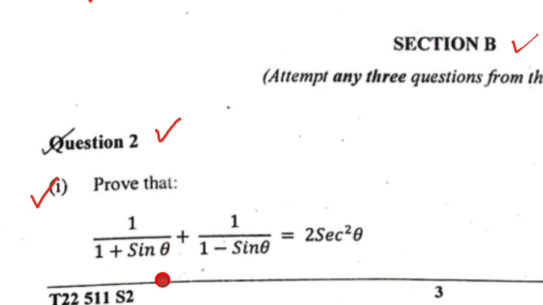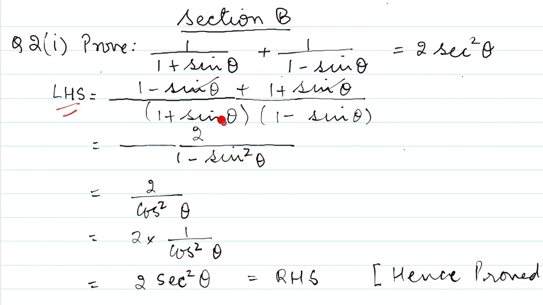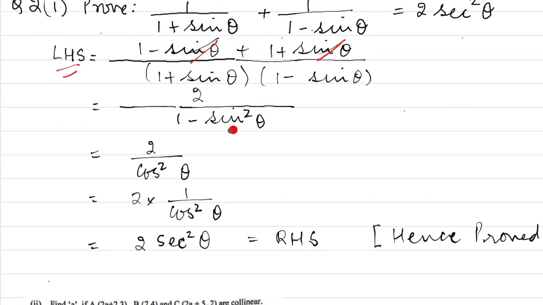The first part says prove that 1 upon 1 plus sine theta plus 1 upon 1 minus sine theta equal to 2 sec square theta. So we start with LHS and we take LCM of the left hand side, and then this comes here 1 minus sine theta, this goes there, 1 plus sine theta. You can see sine theta getting cancelled, and you will have 2 upon here in the denominator. It is 1 minus sine square theta because of a plus b and a minus b. And 1 minus sine square theta is equal to cos square theta.